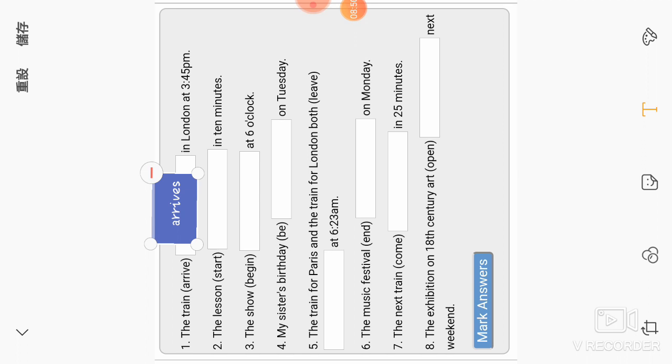Number 2, the lesson starts in 10 minutes. So once again, the lesson is the subject, and it is a third person singular. So you will change the verb start with S to make it agree with the subject.